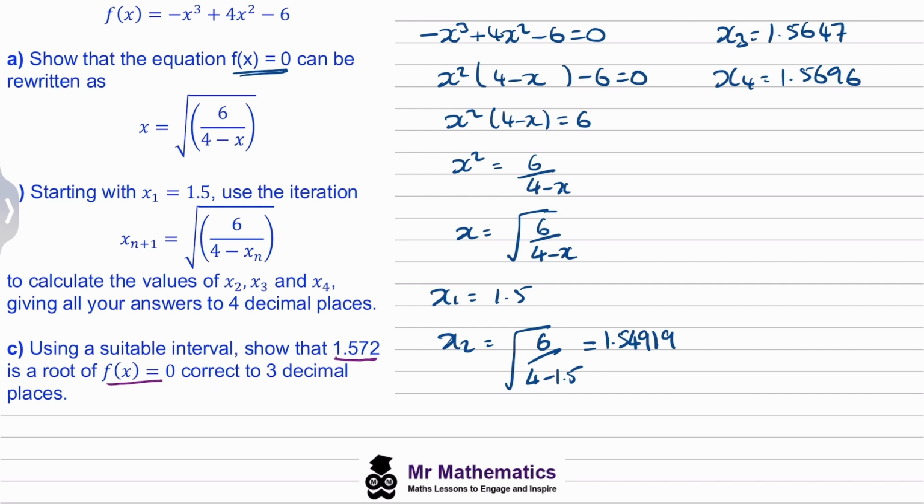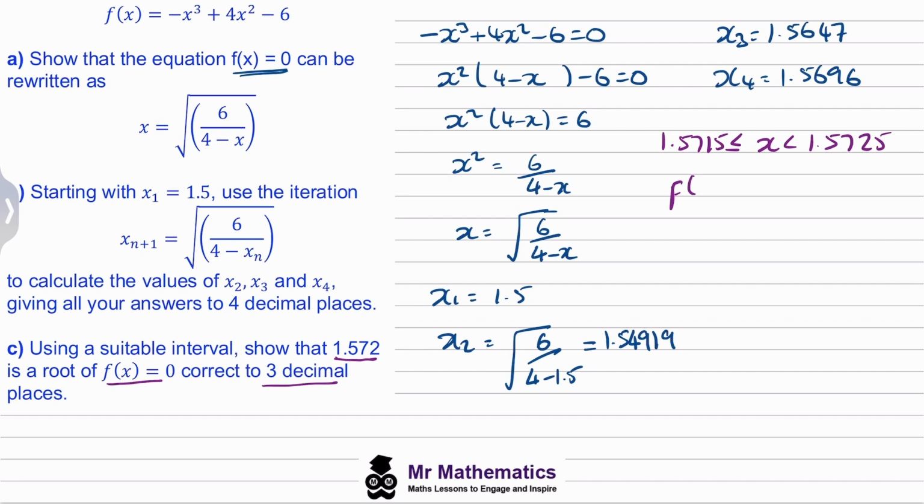And then for part C, using a suitable interval, show that 1.572 is a root of f of x equals 0 to 3 decimal places. So to show it's a root, we need to show a change of sign at the upper and lower bound of 1.572. So x has a range from 1.5725, which is the upper bound, and the lower bound is 1.5715.